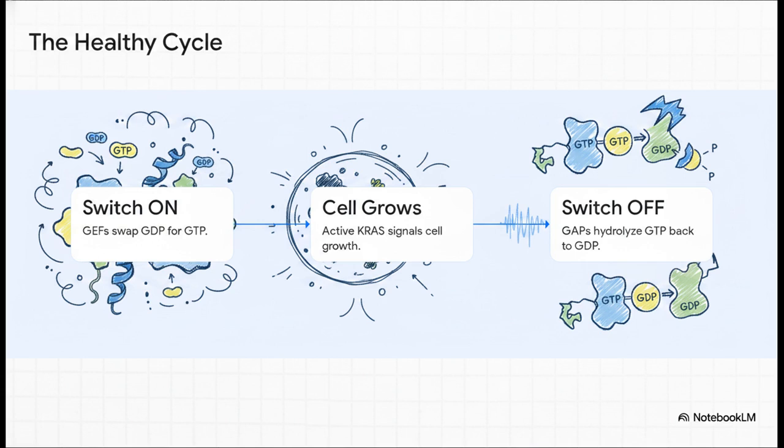But here's the absolutely critical part. Once the job is done, another set of proteins called GAPs step in to hydrolyze, or basically break down, that GTP back into GDP. That turns the switch firmly back to the off position. It's an incredibly well-balanced cycle.